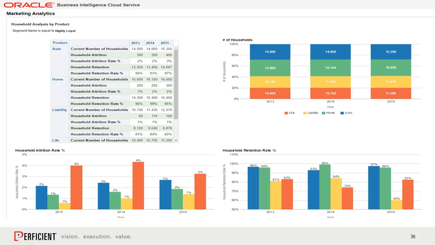On the retention rate trend, I see that home and auto are much better at retaining customers than liability and life. And this is actually working well for the segment because most of the households are indeed home or auto insurance owners.